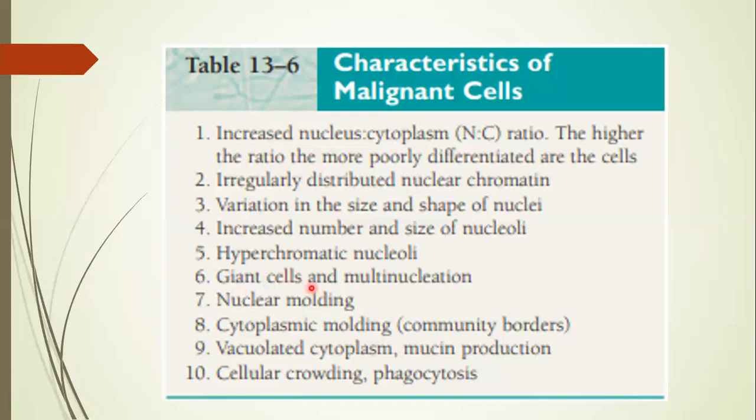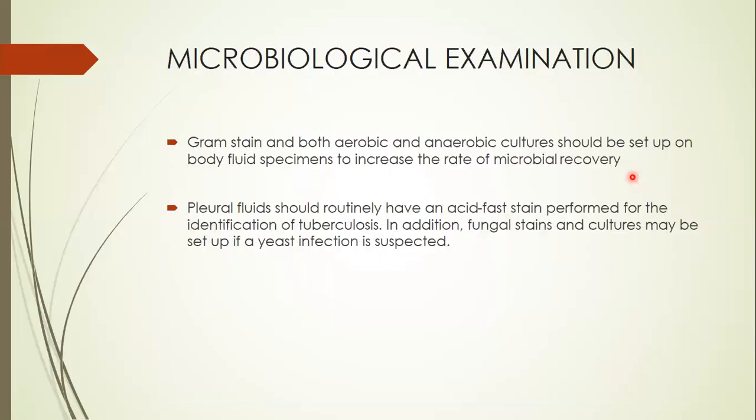They are large cells, as I've mentioned, having a high NC ratio, or these cells may have more than one nucleus, thus the multinucleation here. Other features are nuclear and cytoplasmic molding, vacuolated cytoplasm, mucin production, and cellular crowding or phagocytosis.